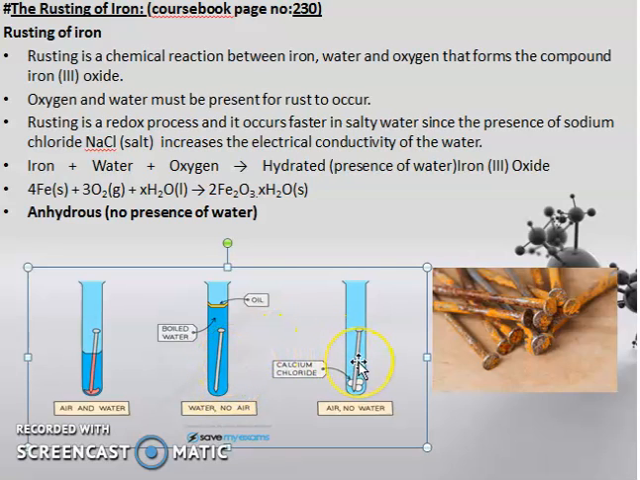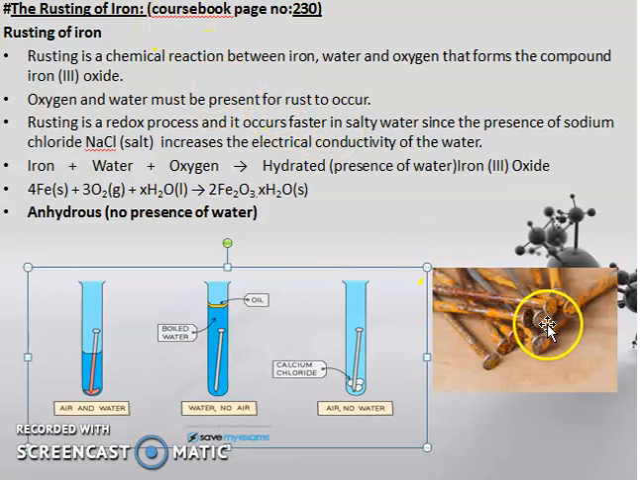And in the third test tube you can see there is air but no water. Even when it is in contact with air, it is not rusting. Why? Because there is the presence of calcium chloride. Got it? So you got the concept of the rusting of iron, why there is rust on iron.